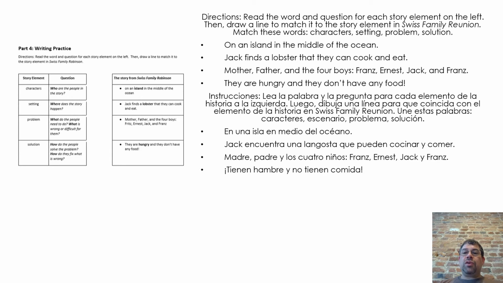Directions. Read the word in question for each story element on the left. Then draw a line to match it to the story element in Swiss Family Robinson. Match these words: characters, setting, problem, solution. On an island in the middle of the ocean, Jack finds a lobster that they can cook and eat. Mother, father, and the 4 boys, Fritz, Ernest, Jack, and Franz. They are hungry and they don't have any food.